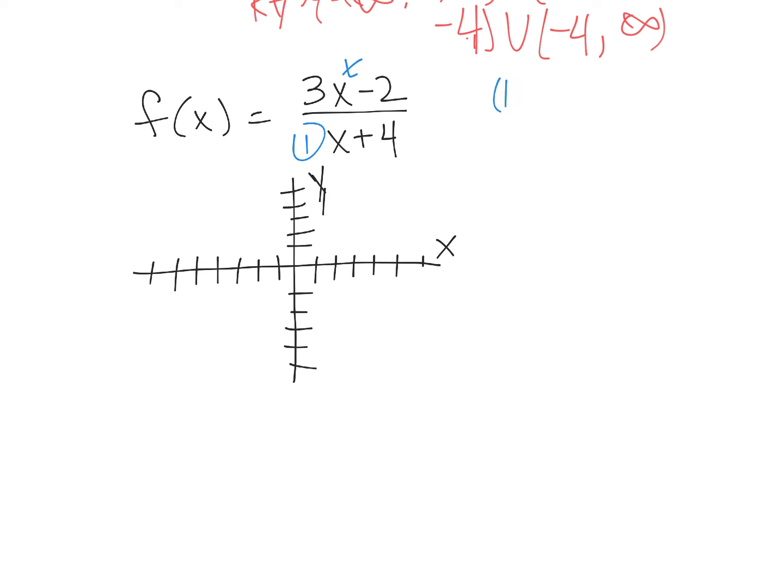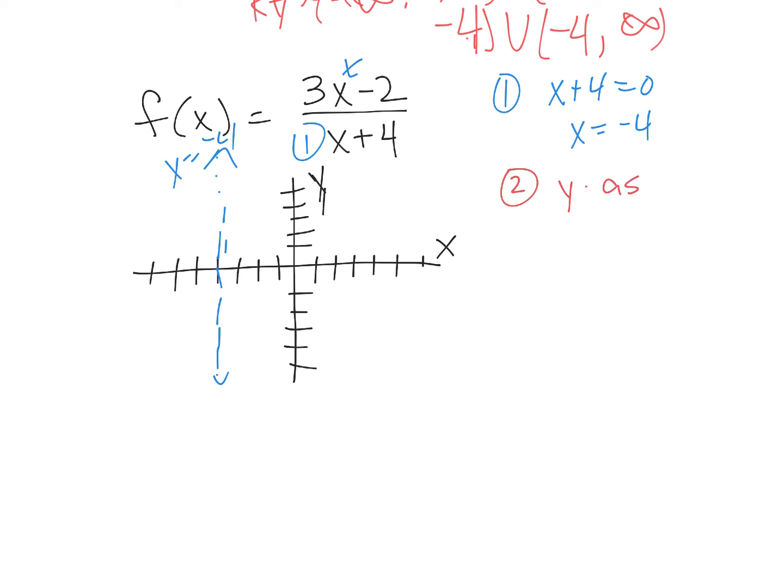So the first step is the same thing. We're going to set our denominator equal to 0, and solve, and find our x asymptote. So that is at -4. And remember, that's a dashed line. And we're going to label that x equals -4. And then the shortcut way to find the y asymptote is to take the coefficients of your x values and divide them. So I have y equals 3 over 1, and so my y asymptote is 3.